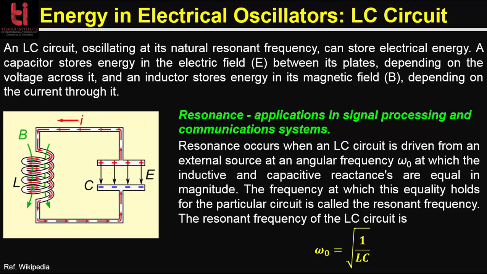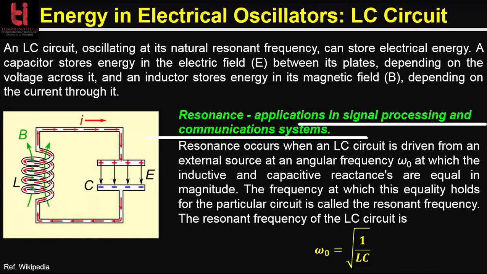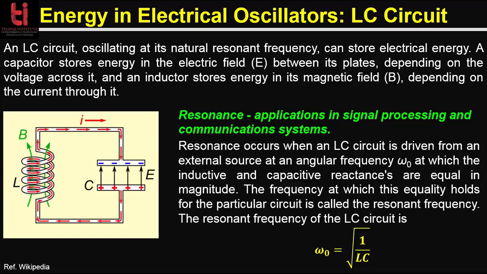So now we will talk about an important phenomenon called resonance. Resonance occurs when an LC circuit is driven from an external source at an angular frequency omega 0, at which the inductive and the capacitive reactances are equal in magnitude. That means omega L is equal to 1/(omega C). The frequency at which this equality holds for a particular circuit is called the resonant frequency. The resonance effect of the LC circuit has many important applications in signal processing and in communication systems. For instance, tuning radio transmitters and receivers.